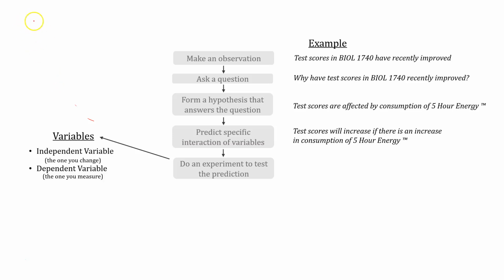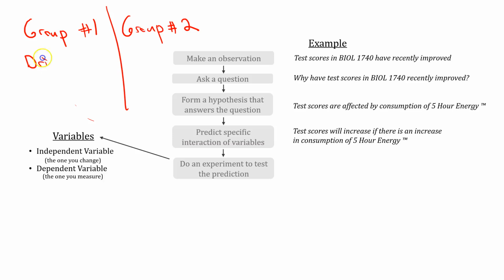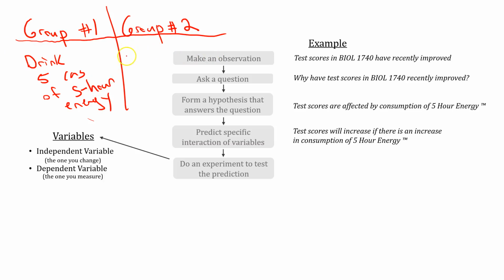Maybe I set up two groups of students, okay? I have group number 1, and then I have group number 2. And let's say that group number 1, before exam number 1, I tell them to drink maybe 5 cans of 5-hour energy. I would never ask you to do this, keep in mind. And let's say that group 2, I tell them not to drink any 5-hour energy.